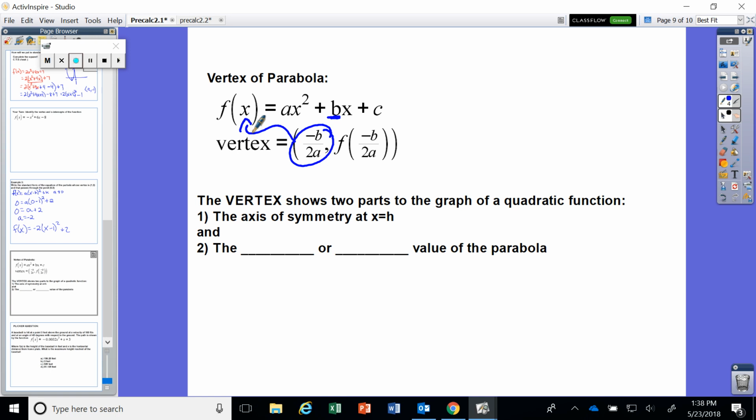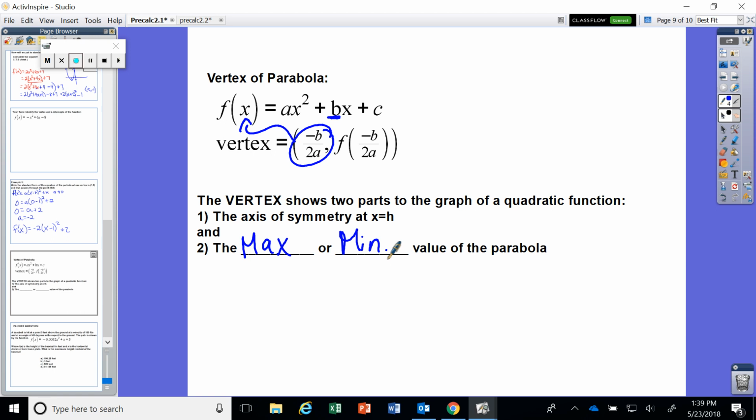All right. So, as we wrap some things up here, the vertex shows 2 parts to the graph of a quadratic function. One, it shows the axis of symmetry at x equals h, and the what? What does it show? I challenge you to pause the video for a sec and see if you can go ahead and fill these in. Well, hopefully you can also understand that that vertex gives us the max or min value for the parabola itself.